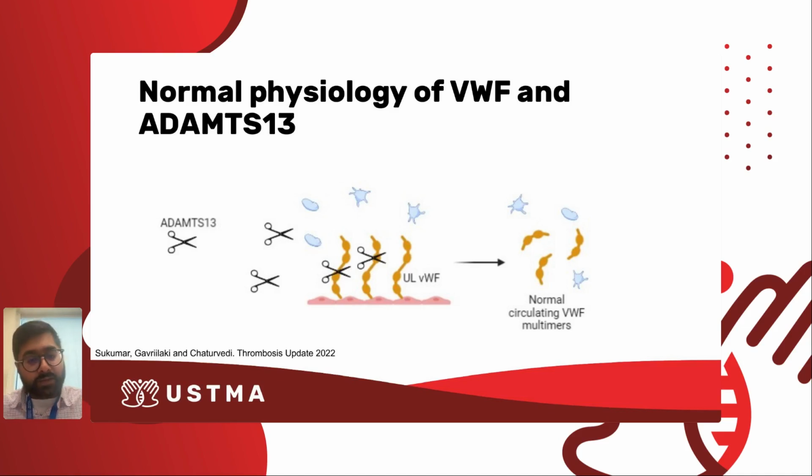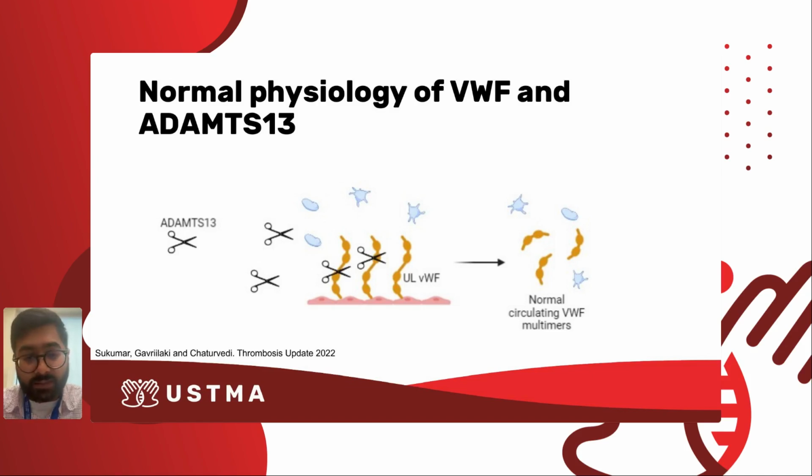So how does TTP occur? Typically, you have an enzyme called ADAMTS13. This is made by the liver, and this will cleave ultra-large von Willebrand factor multimers. And so these multimers are typically secreted by the endothelium as these long strings. And what ADAMTS13 is supposed to do is it cuts these down into normal physiologic sizes that are active at a physiologic level.